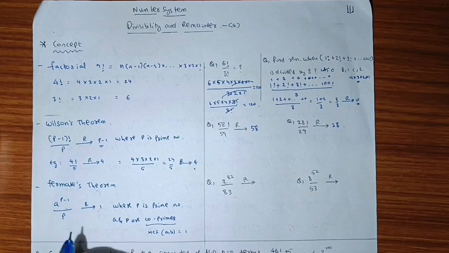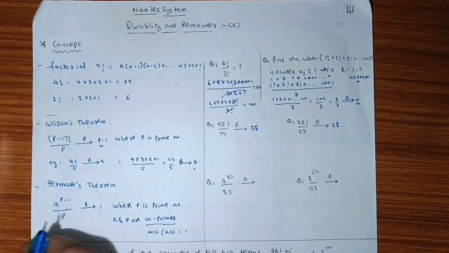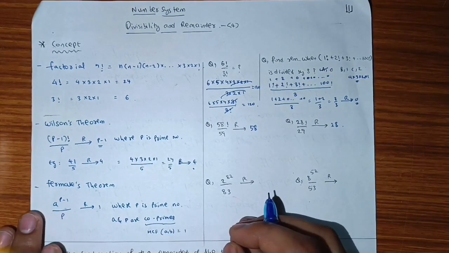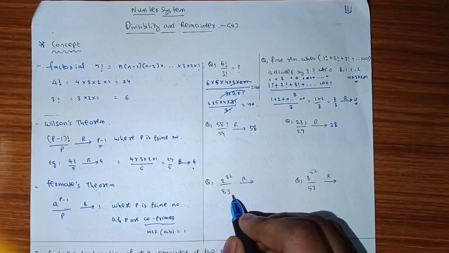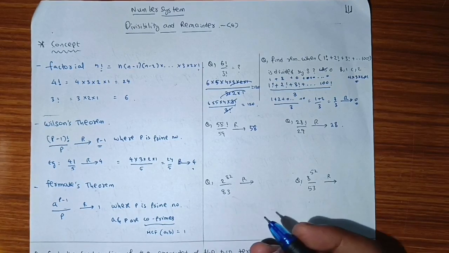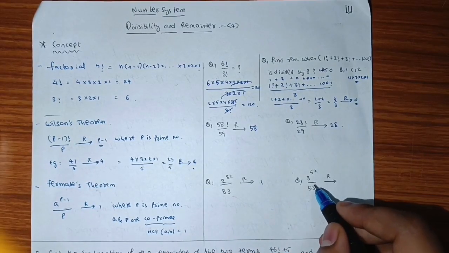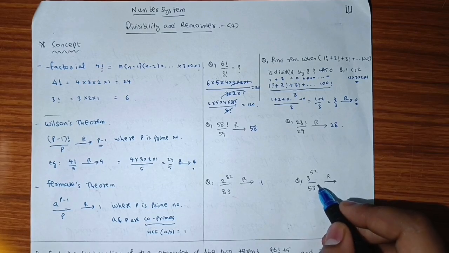So there is no other highest common factor between a and P. So whenever you find this type, the remainder will be 1, like a power (P minus 1) by P, when P is a prime number and a and P are co-primes. Now let us see a few questions regarding this theorem. Like 2 power 82 by 83, we need to check whether the denominator is a prime number or not. The denominator is a prime number and 2 and 83 are co-primes, so the remainder will be 1.